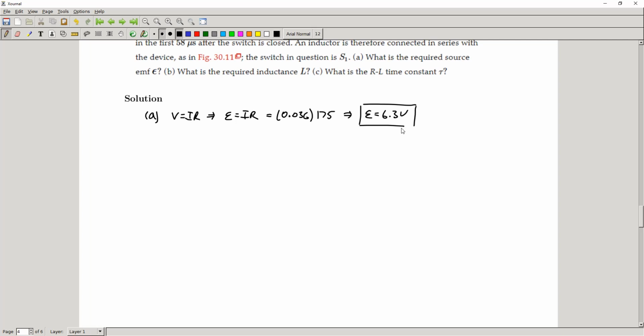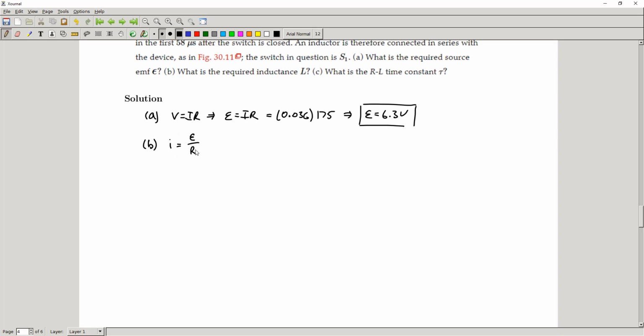Now the next question is what's the L that we need? What's the self-inductance we need in our inductor to guarantee that we don't get a different dI/dt than the one that we want. Okay, well, we have really only one way to calculate this. We have an expression that gives us our current in terms of other things that we know. So that's really the place to start here.